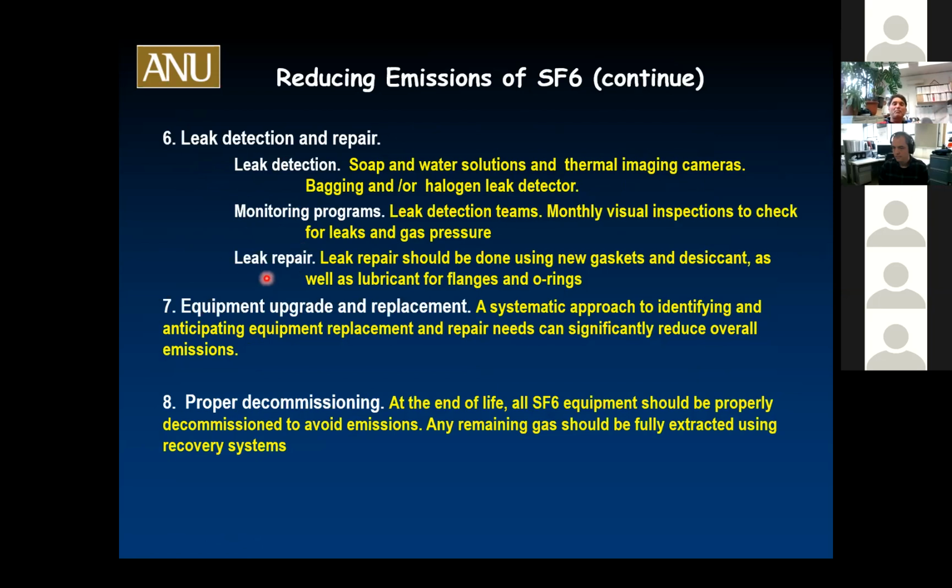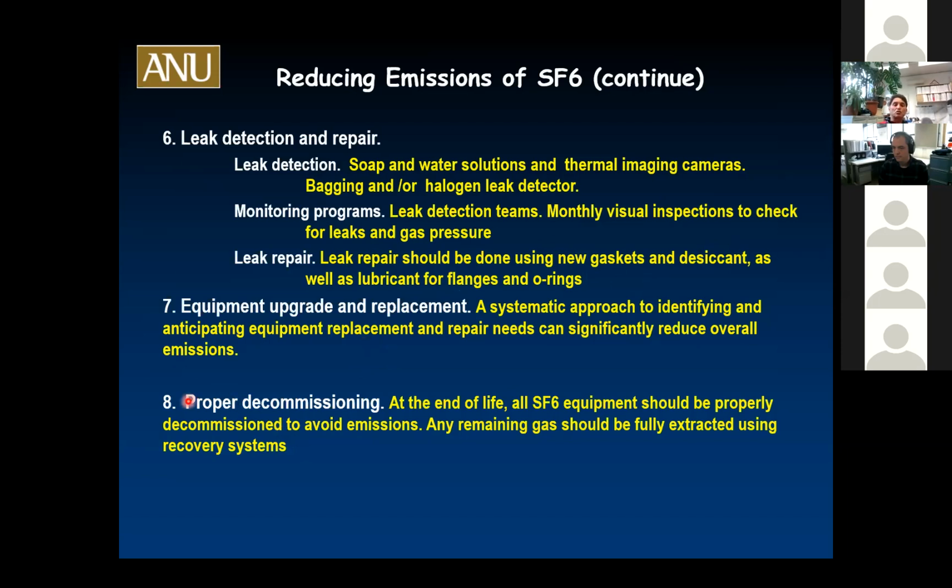And also leak repair. When you find a leak, you then need new gaskets, lubricants, or whatever you apply, including for large, big scale systems, like we did a repair on our vessel, on about a 1 meter O-ring. It was leaking for a few years. It was a big exercise to replace these gaskets. We also should look at equipment upgrade and replacement: a systematic approach to identifying and anticipating equipment replacement and repair needs, which can reduce overall emissions over time.